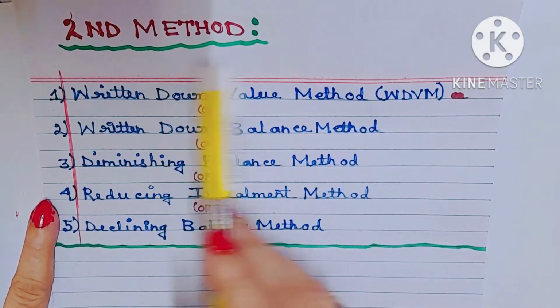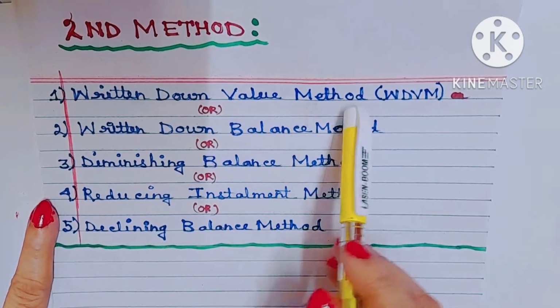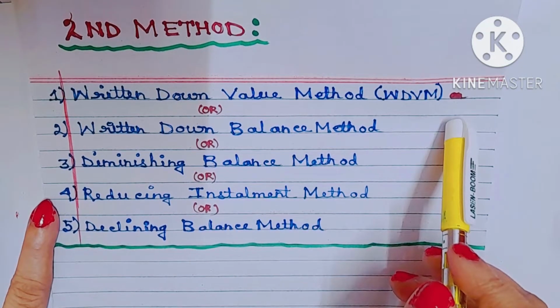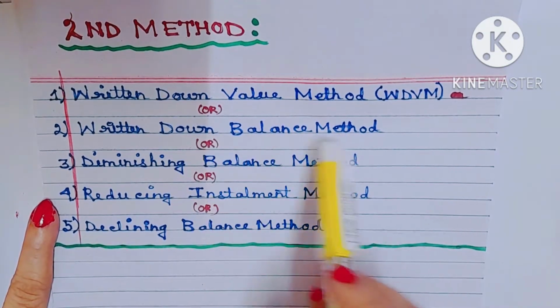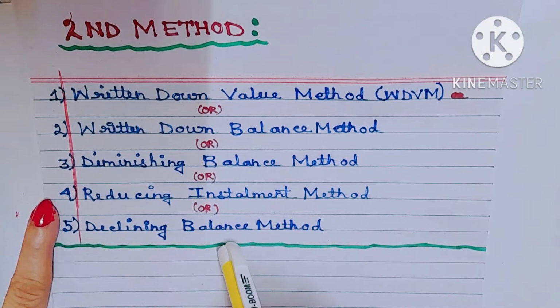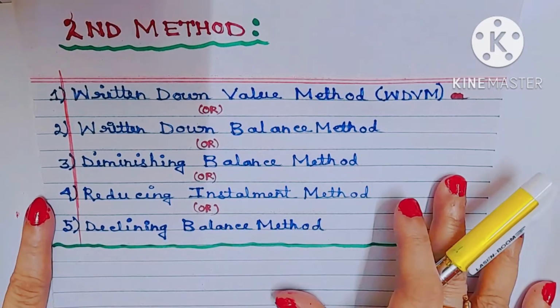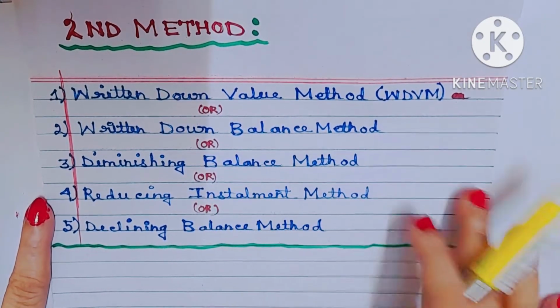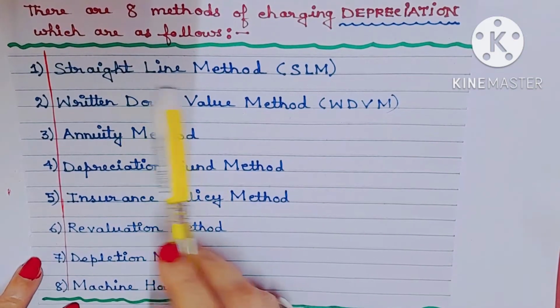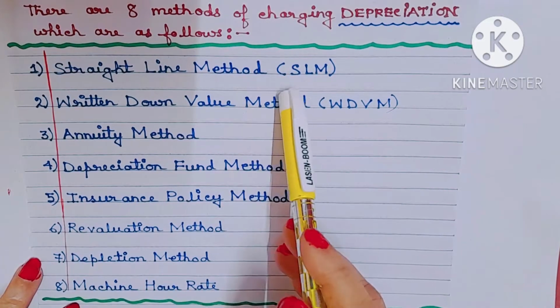And the second method, written down value method or WDVM in short form, is also known as written down balance method or diminishing balance method or reducing installment method or declining balance method. All the same. All 5 names mean the same thing. Understood? Now what is straight line method or SLM?